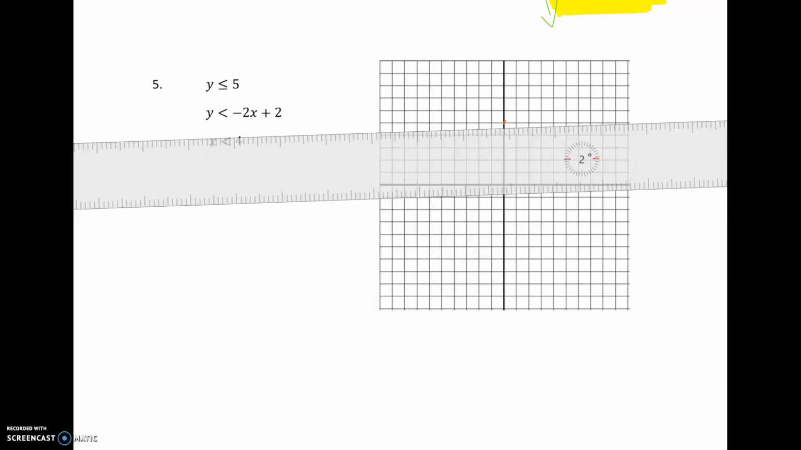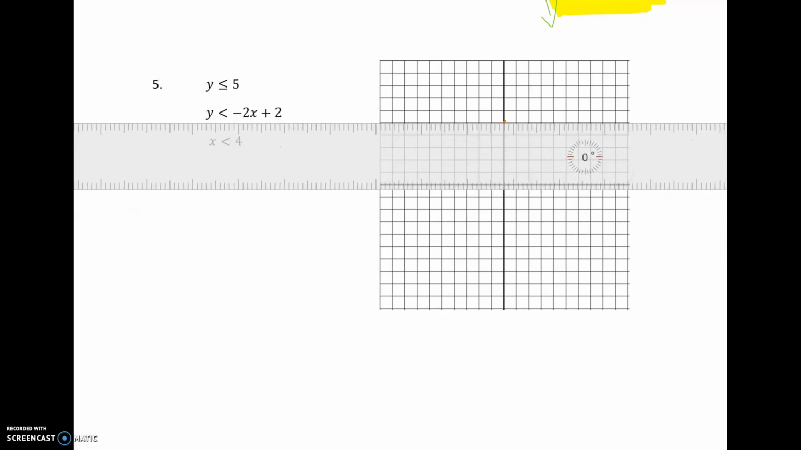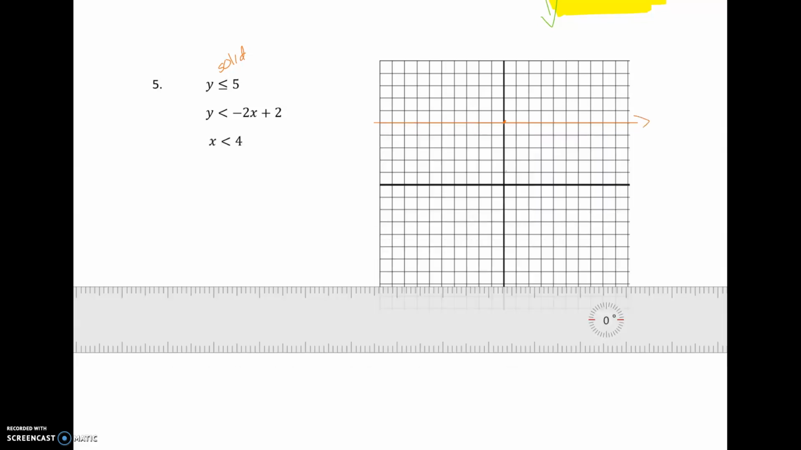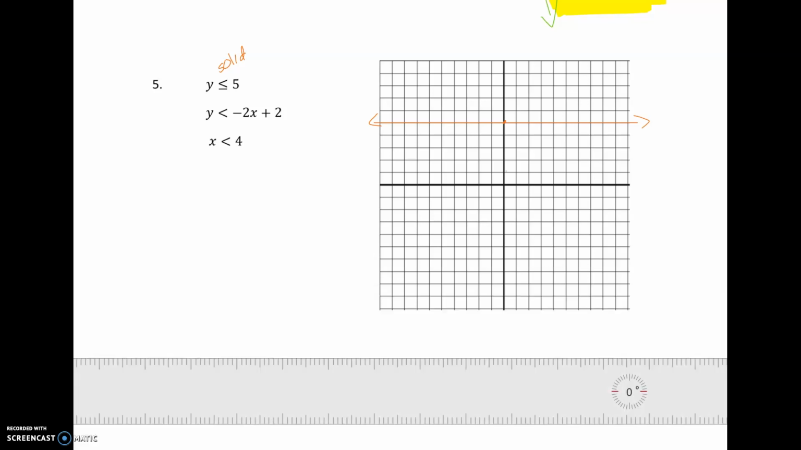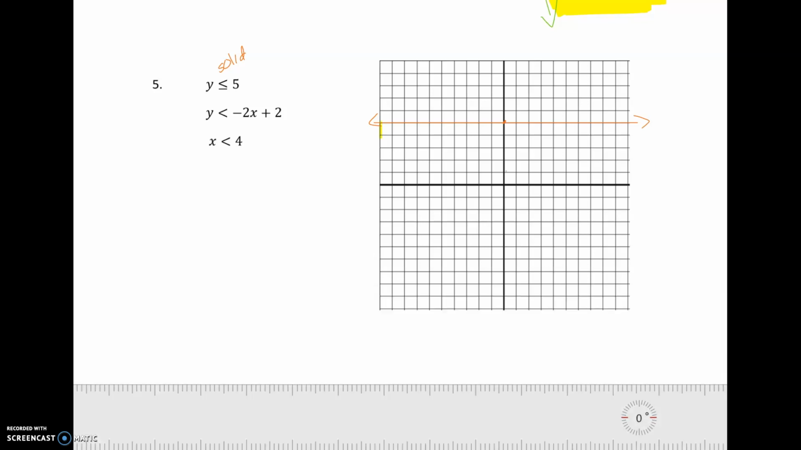And that means I'm putting a horizontal line. What kind of line? A solid one, since it's less than or equal to. Solid horizontal line. And less than means I'm going to be shading everything below that line. Everything below that line.